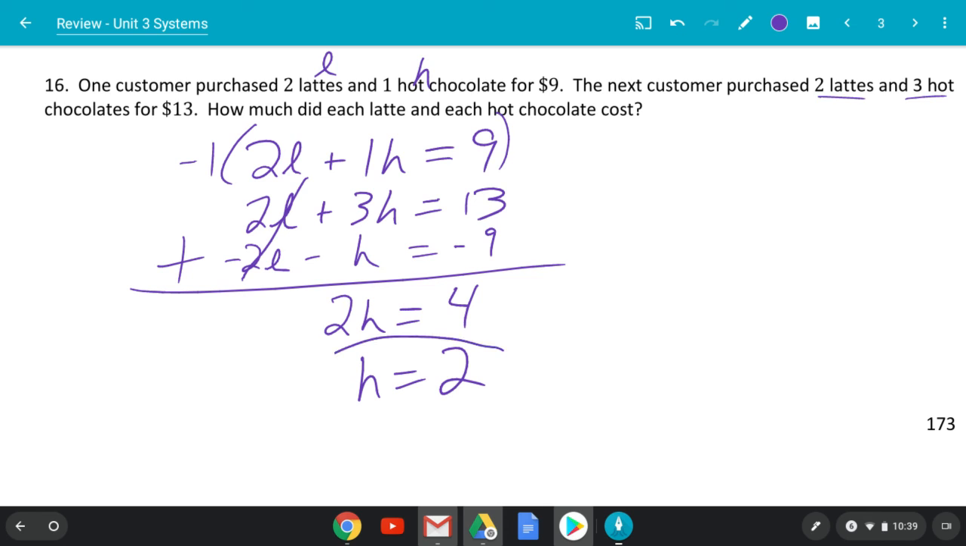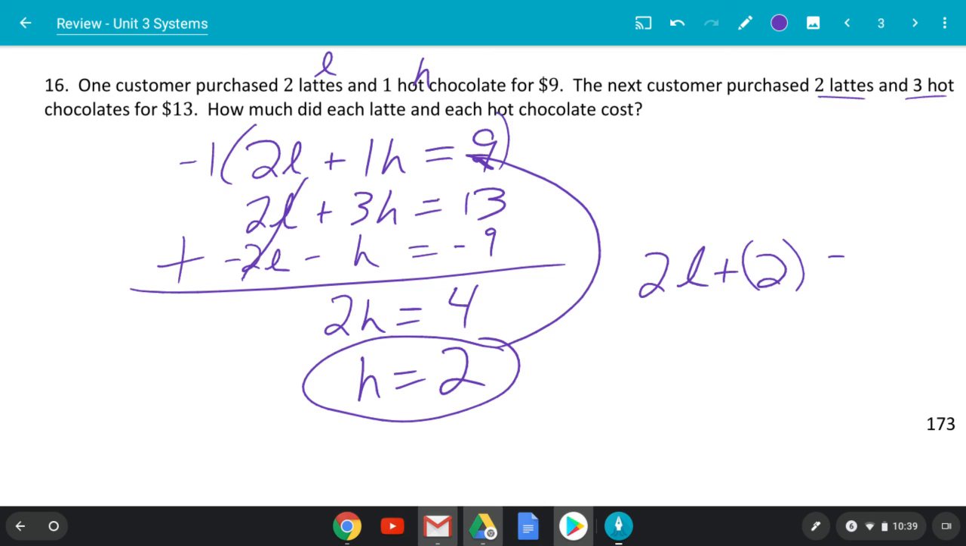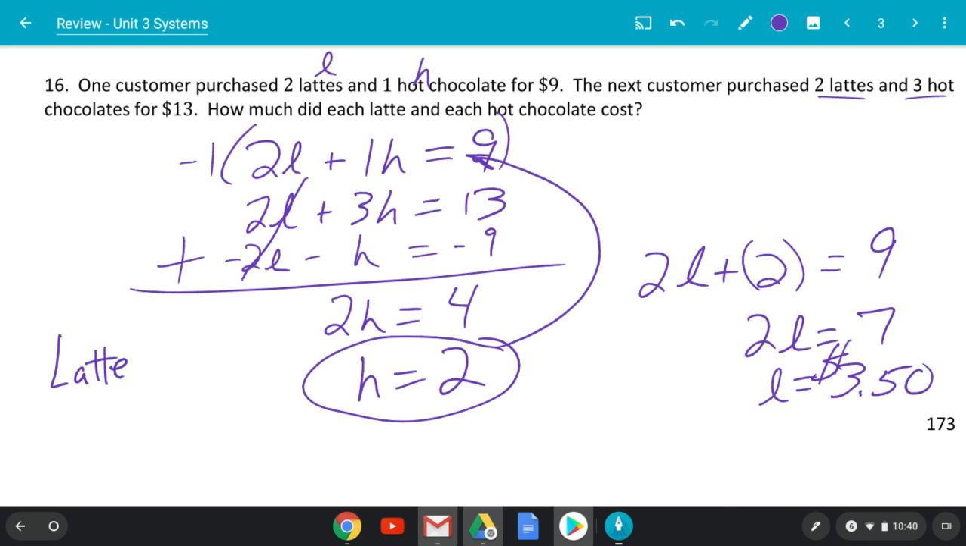Now I can take that H and plug it back into one of the original equations, the top one in this case. I get 2L plus 2 equals 9, or 2L equals 7. Divide by 2, L equals 3.50. So my lattes are $3.50. Figures, they would cost more, highfalutin latte. And the hot chocolates cost $2. Cool?